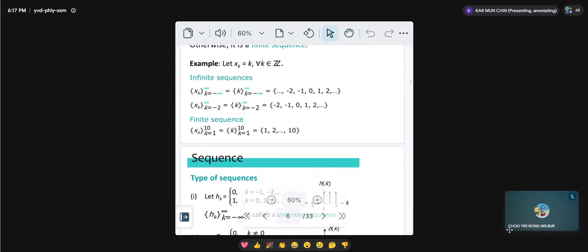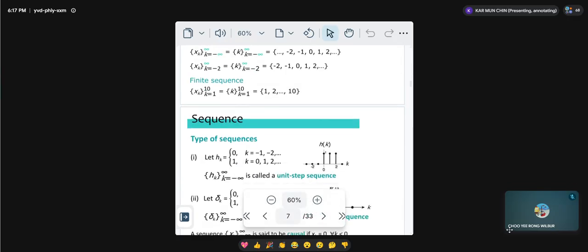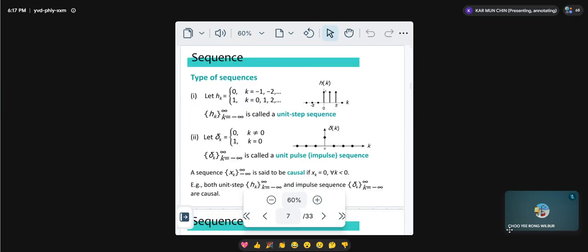But for a finite sequence, it will start and end with certain values. So the first number will be 1 here, and it ends with 10. So it will be 1, 2, 3, 4, 5, 6, 7, 8, 9, 10, until the last one, 10. I think this one is very straightforward. So that is the types of sequence.